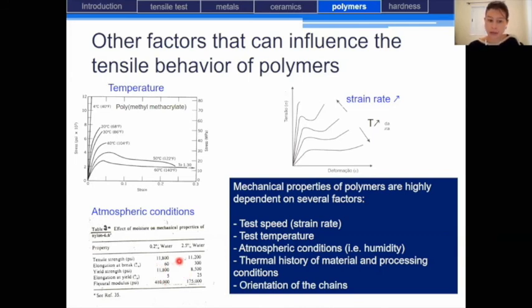So the tensile strength decreases, the elongation at break increases, the yield strength decreases, and elongation at yield also increases. So you can see that it impacts the mechanical properties a lot.